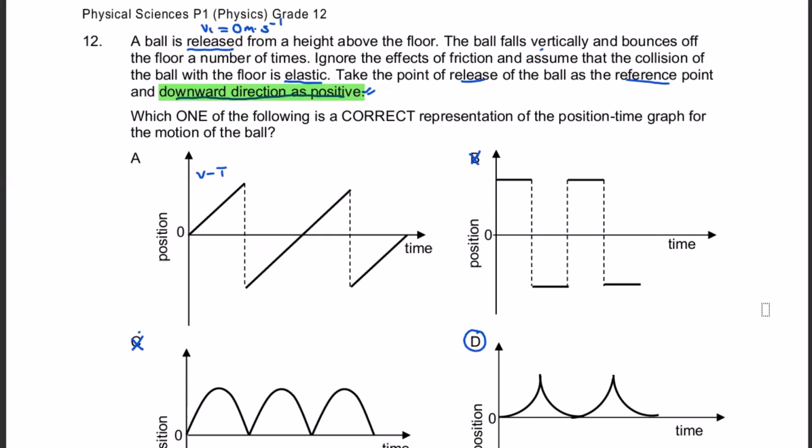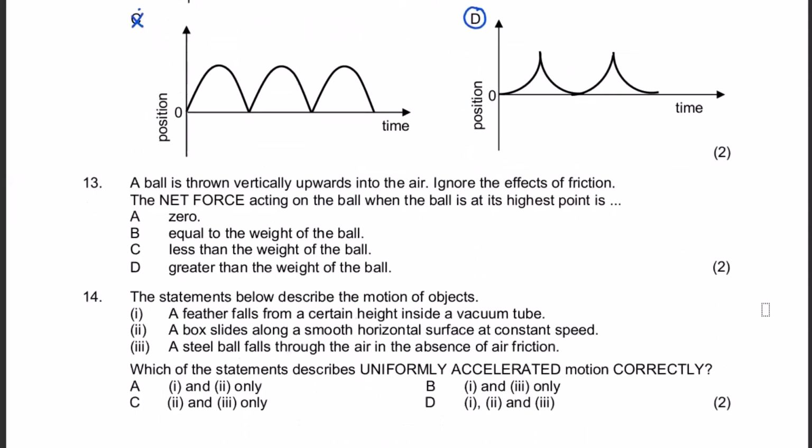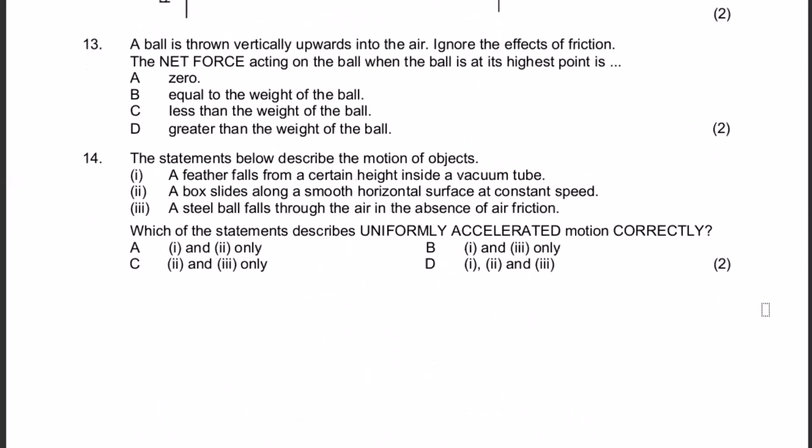A positive there. So our only option that is correct is going to be option D. Moving on to question 13 there. 13 reads: a ball is thrown vertically upwards into the air. Ignore the effects of friction. Then the net force acting on the ball when the ball is at its highest point is?